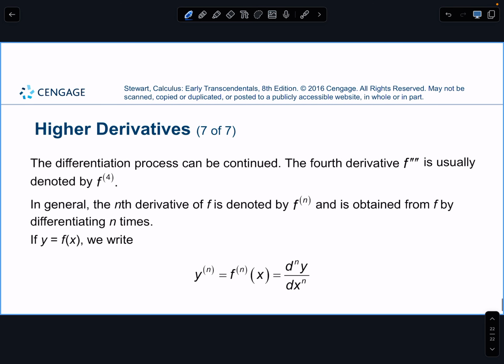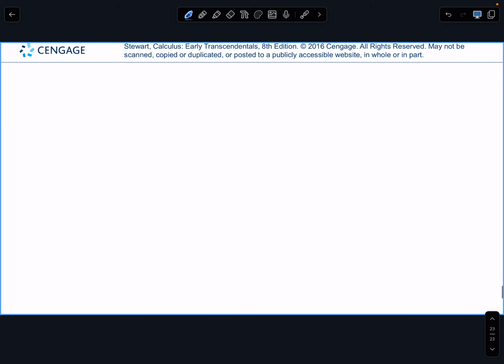For the fourth derivative, we stop using little hash marks. We just say f of 4, and for any other higher number, we just put a little number there. So it's possible to ask you a question like, what's the 32nd derivative of a function? Bless you. So, yeah, that's it for that section.